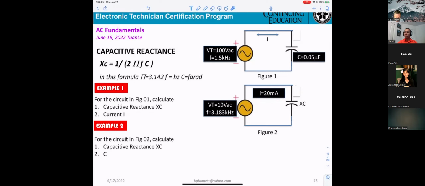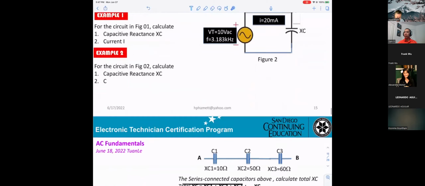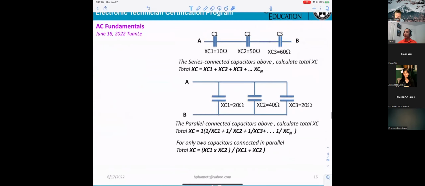And if you want to calculate the C, you can see from this formula. You know XC, you know the frequency, you know pi. Okay? You know F, easy to calculate the C. And now pay attention.